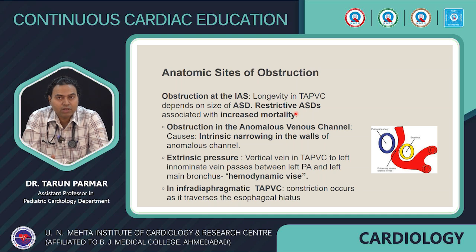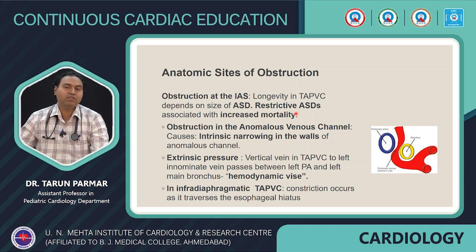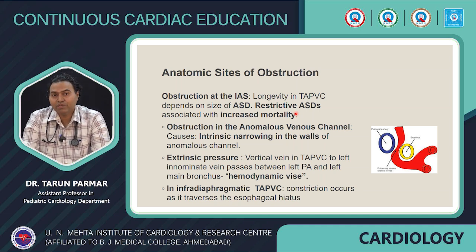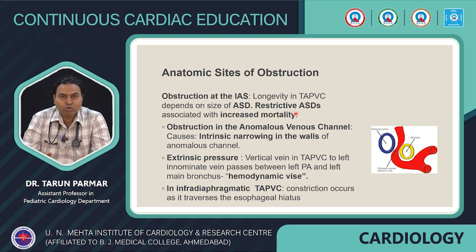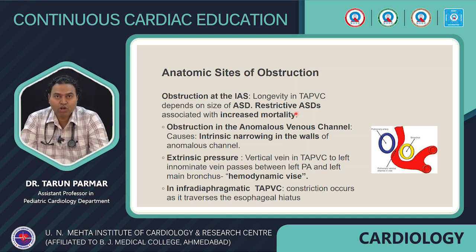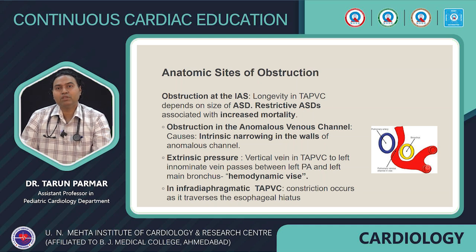So now the most common thing is the anatomic sites of obstruction. Like in every TAPVC, the IAS is very important. The longevity of TAPVC depends on the size of the ASD. So the patients who survive beyond infancy into early childhood or adulthood have non-restrictive ASDs. Restriction in the ASD is directly related to increased mortality. Then another obstruction occurs at intrinsic narrowing of the wall of the anomalous venous channel, or extrinsic narrowing by the structure.